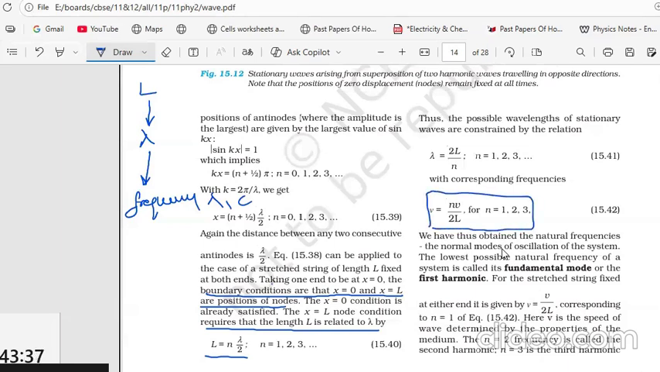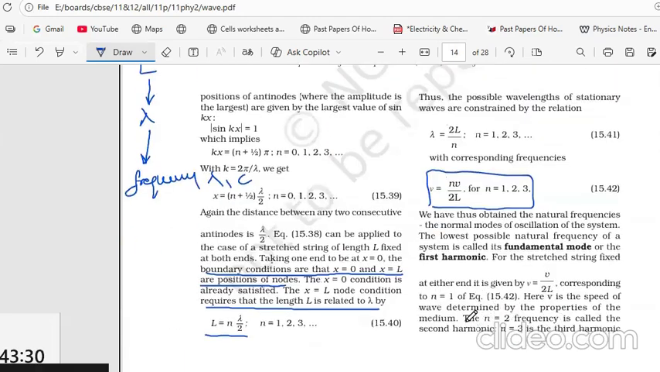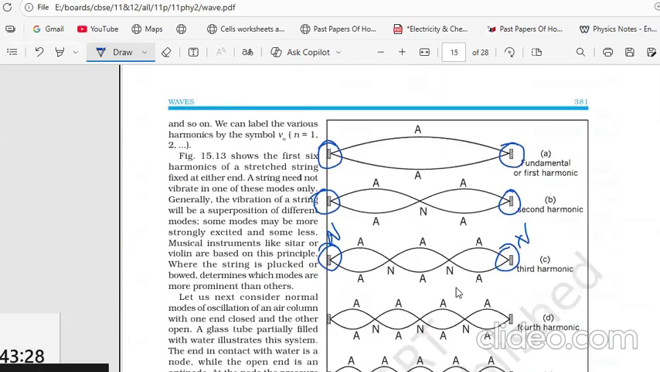Now, what does this tell you? What is happening actually? You got a string, and you've got a vibrator. It could be an oscillator. What will happen is that at some frequencies, you can change this oscillator. You can keep on changing the frequency by a setting.